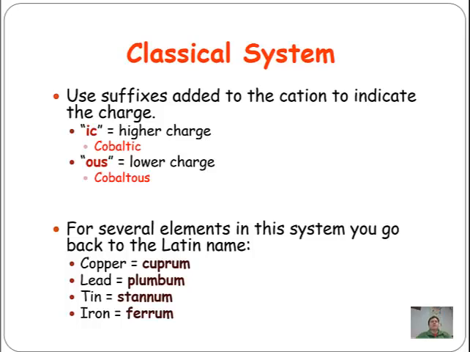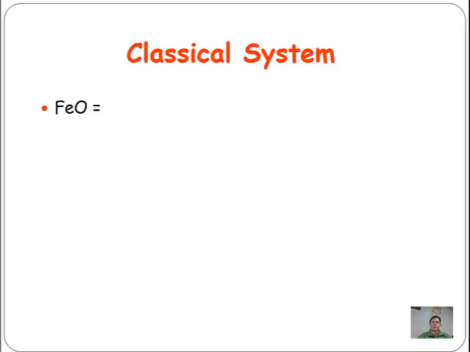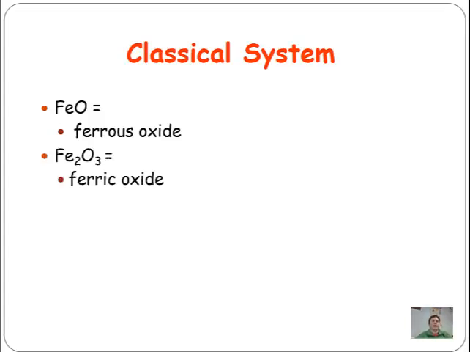Now, I'm not going to test you on these, but I just want you to understand the difference: the stock system uses Roman numerals, while the classical system uses IC and OUS suffixes to indicate the charge. Okay, a couple examples here. This is going to be ferrous oxide because it's the lower charge, versus this, which is ferric oxide.